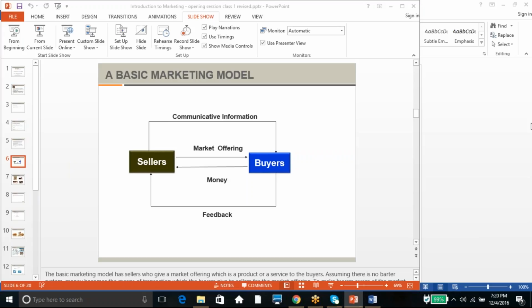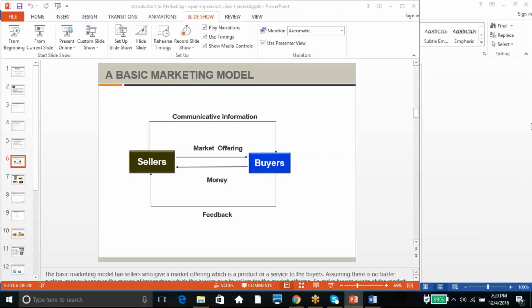Now the seller gives the buyer the information that he has the product, and that is called communicative information, which in general parlance we try to understand as promotion or advertising. And the buyer closes the loop by giving a feedback, and that's how the basic marketing model is constructed.